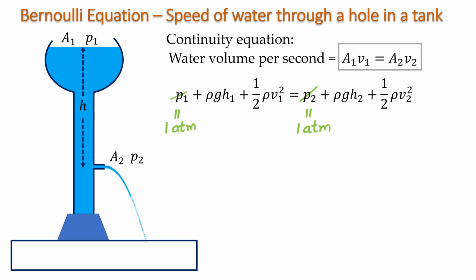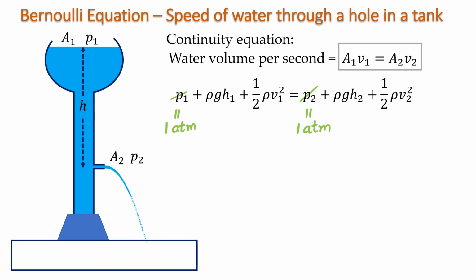In equation terms, the volume of water per second flowing out of the hole should be the same as the decrease of water volume per second at the surface of the tank. This relates cross-sectional area with velocity. From here, it is simple math.